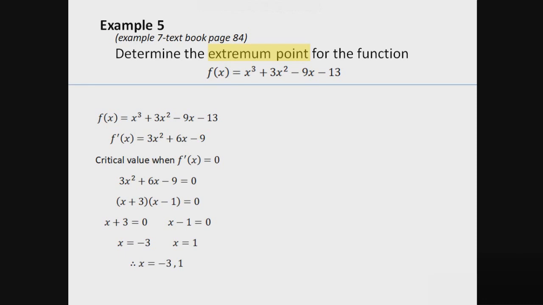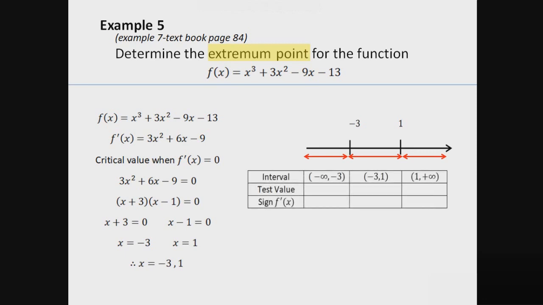We then have to check the sign of f prime x in the immediate neighborhood of each critical value, so we have to make the partition. We get negative infinity up to negative 3, negative 3 up to 1, and 1 up to positive infinity. For each open interval, we need a test value to substitute back into f prime x. For the first interval, we get a positive value; for the second interval, a negative value; and for the last interval, a positive value.